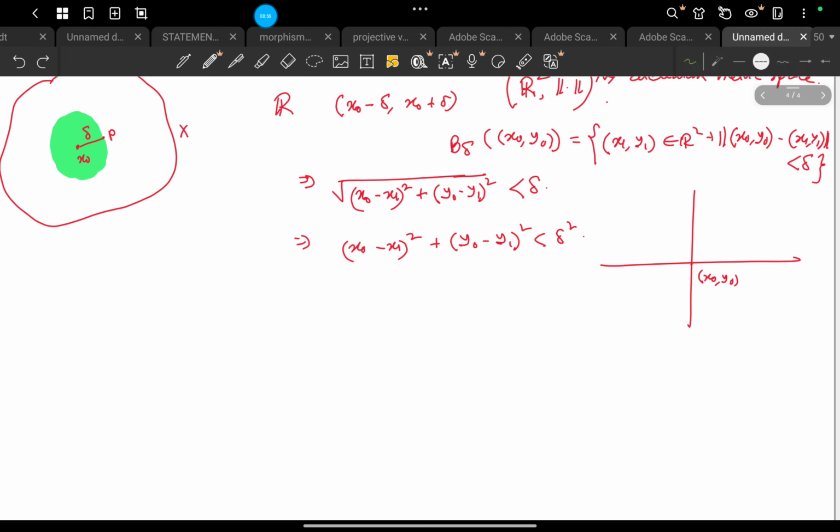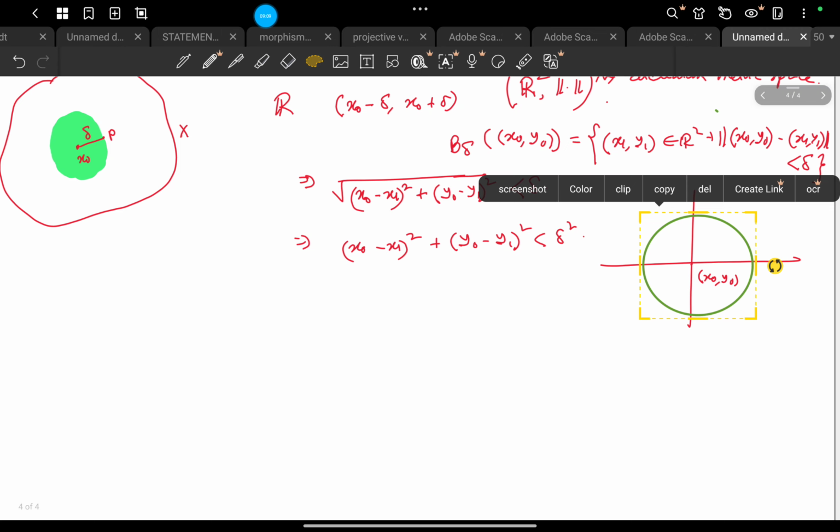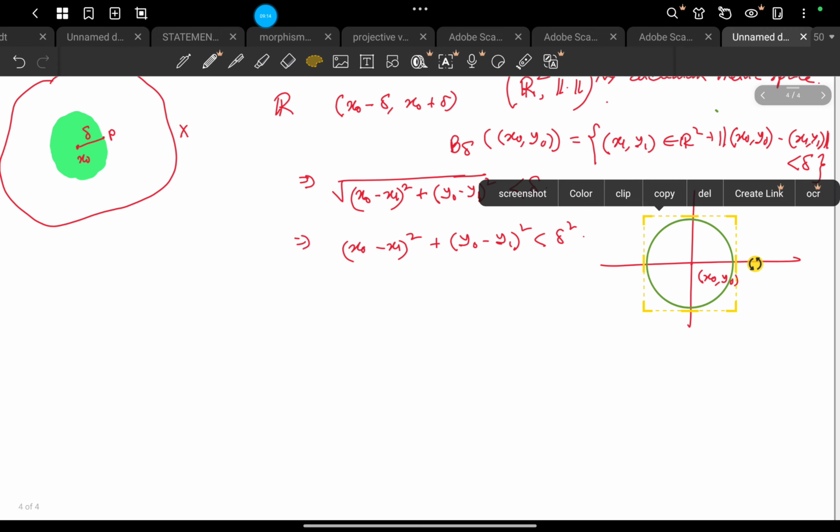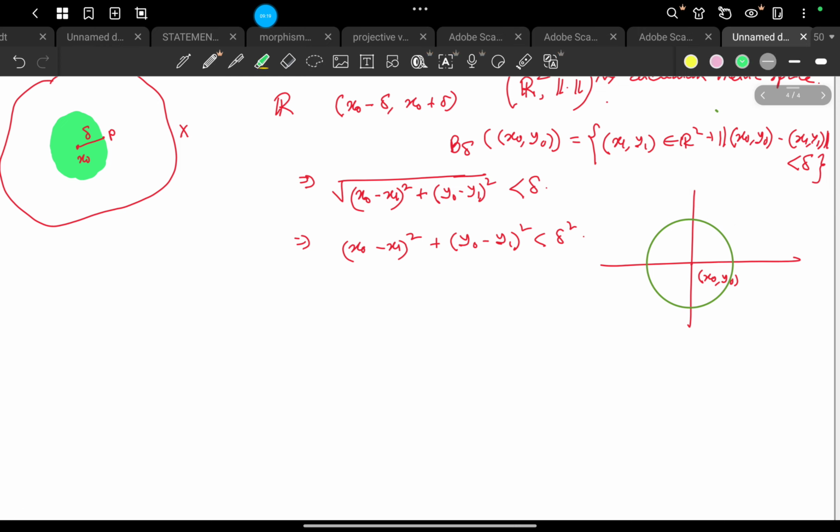Let's say it is my open ball, and we are taking, just make it fill up, and remove the boundary. So this is my delta. Okay. Similarly, basically, this is said to be an open disk.